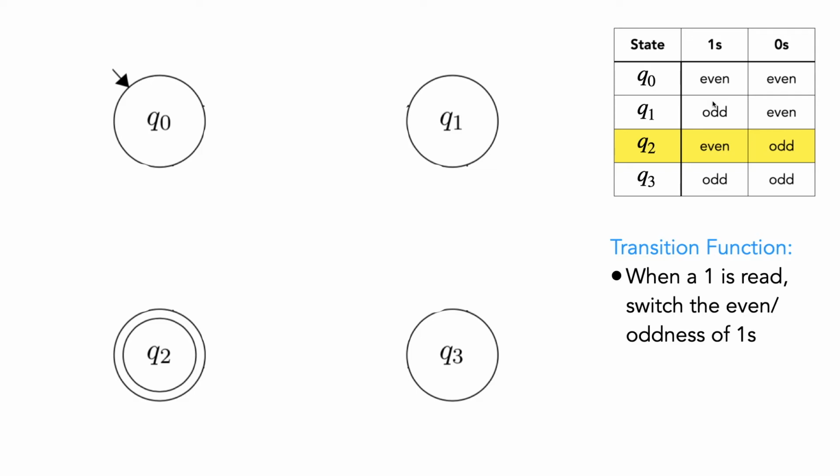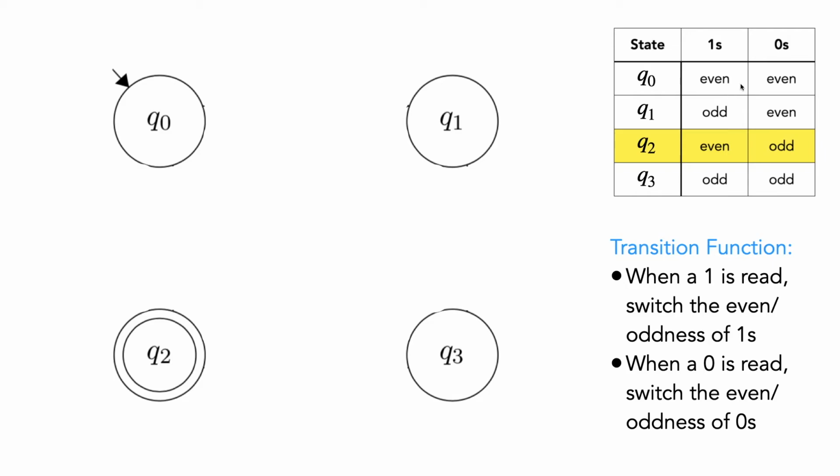And then since we need to keep track of both ones and zeros, maybe we should do the same thing for zeros too. So for example, if you're at Q0 and you read a 0, you want to switch your zeros to odd. So you're going to go from Q0 to Q2. So this is actually all we need for a transition function. Of course, it's not very rigorous. You can do that on your own. But since the only thing we can possibly read are zeros and ones, now that we've said what we want to do for both zeros and ones, that's all we need for our transition function. So take a minute and try to convince yourself that these 2 rules will actually be able to keep track of the even and oddness of both zeros and ones.